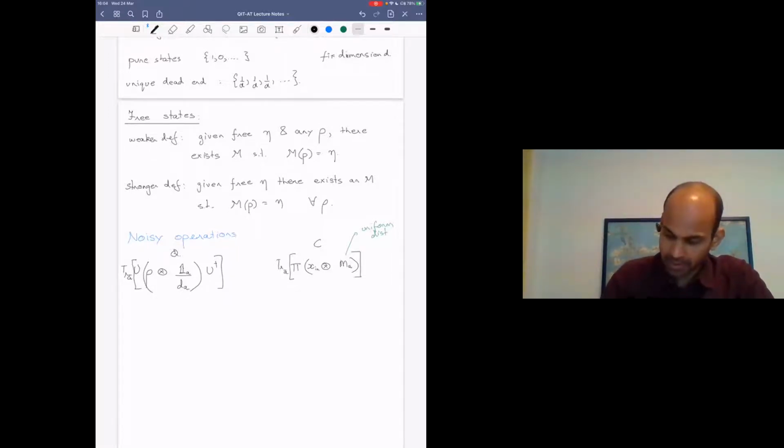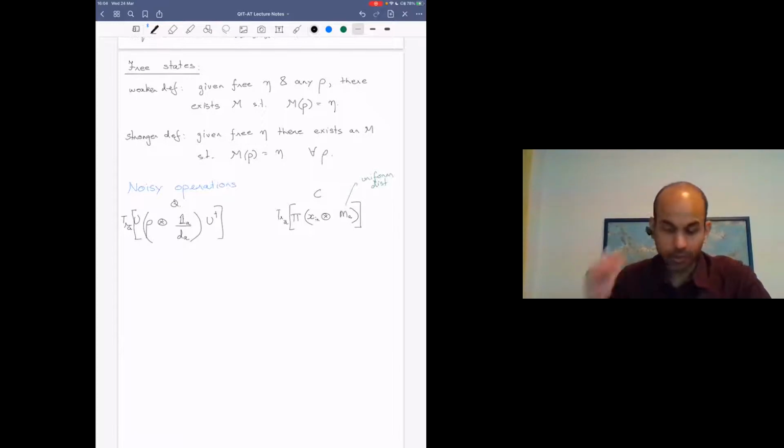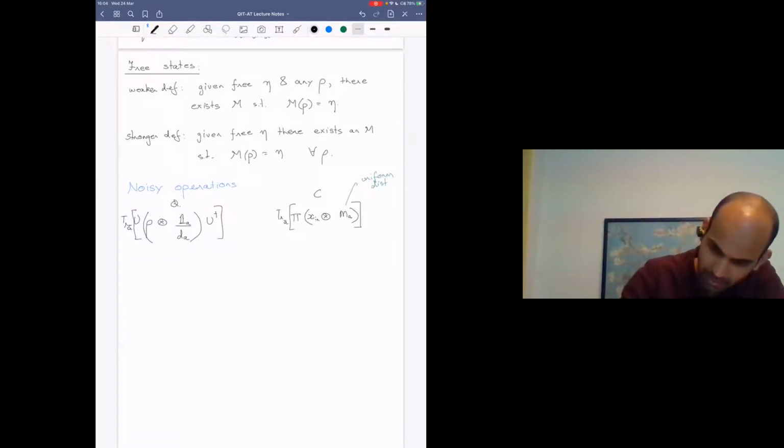Now, the immediate thing that we can conclude for the case of noisy operations is that every maximally mixed distribution is a free state. So in this case, it's identity over A, or identity over anything. So identity over the input, let's say. And in this case, every M input is free.